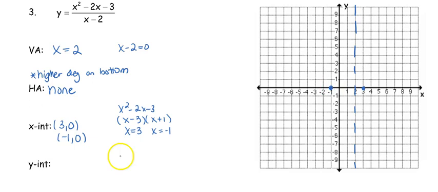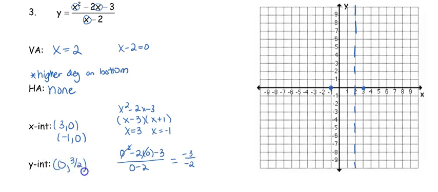Your y-intercept is when your x value is equal to 0. So we go back to our original equation. We're going to plug 0 in for x here, here, and here. So 0 squared minus 2 times 0 minus 3, all over 0 minus 2. The zeros cancel, negative 3 over negative 2. So the y-intercept is at (0, 3/2), because those double negatives end up canceling. So (0, 3/2) is really (0, 1.5).